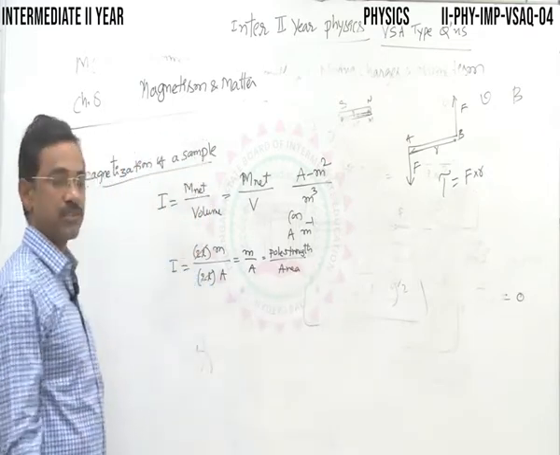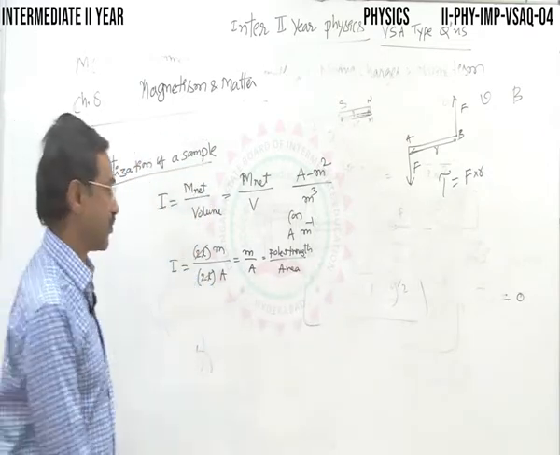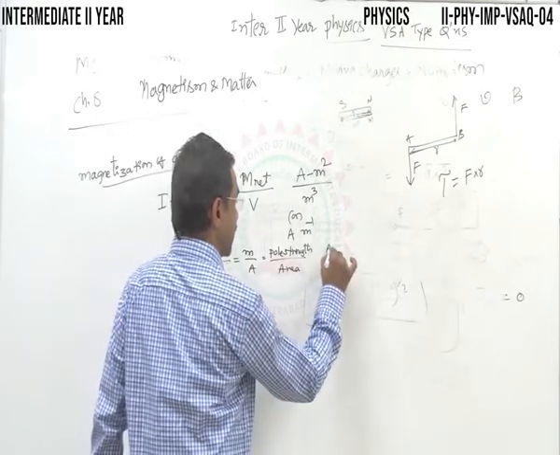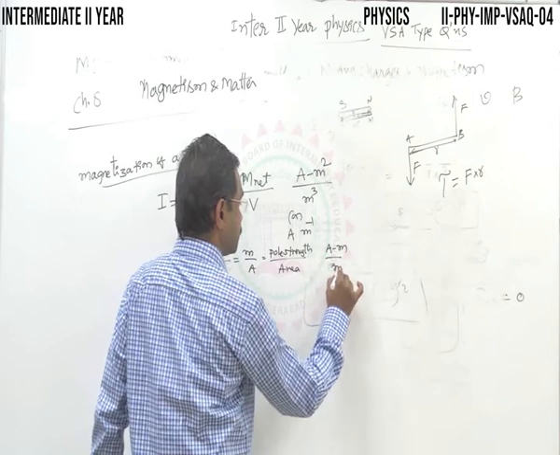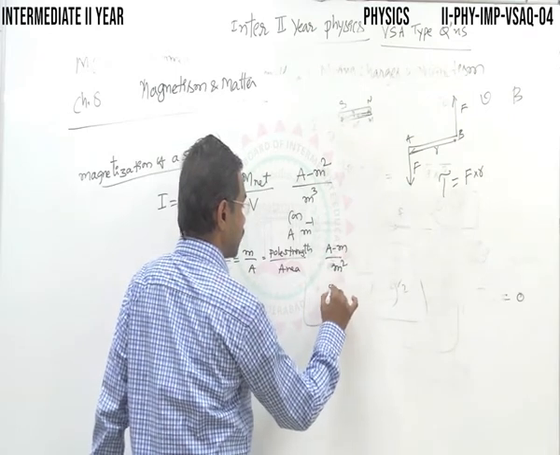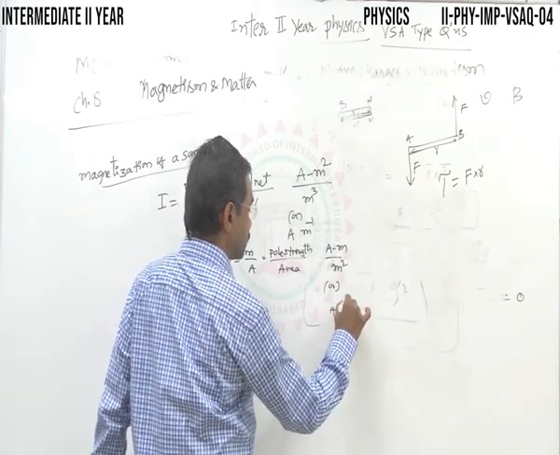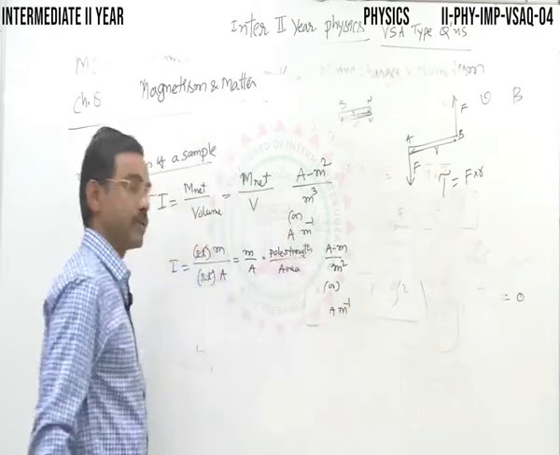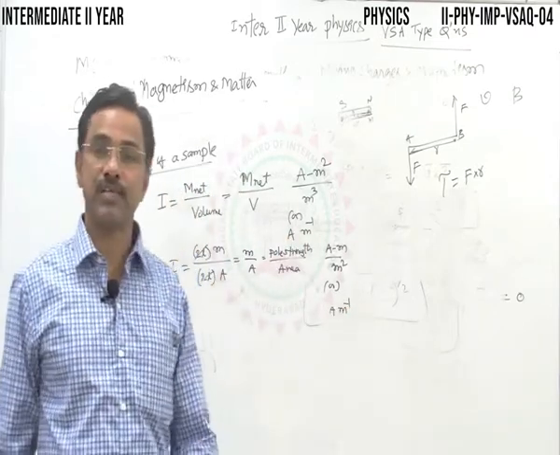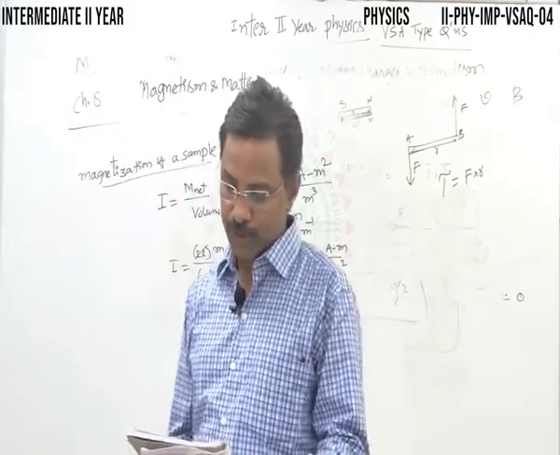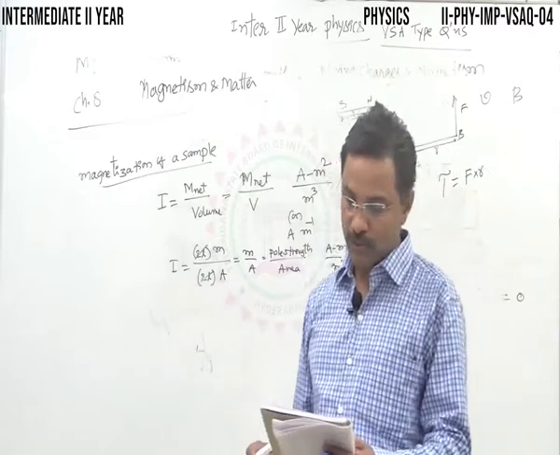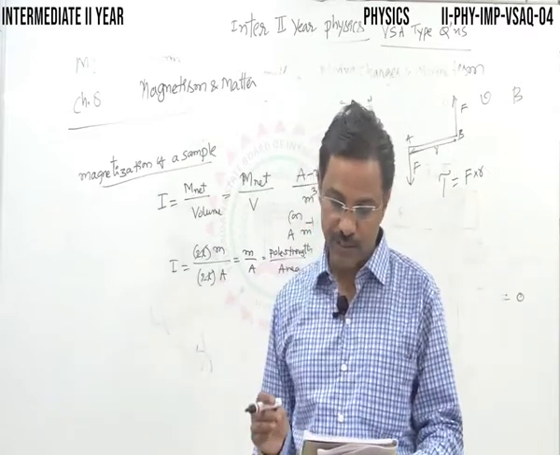From this definition also you get the same units and same dimensional formula. Pole strength is ampere meter. Area is meter square, so one meter gets cancelled. Finally, you have ampere meter inverse, the unit for intensity of magnetization. Hope you understood. Please note down what you understand by magnetization of a sample.